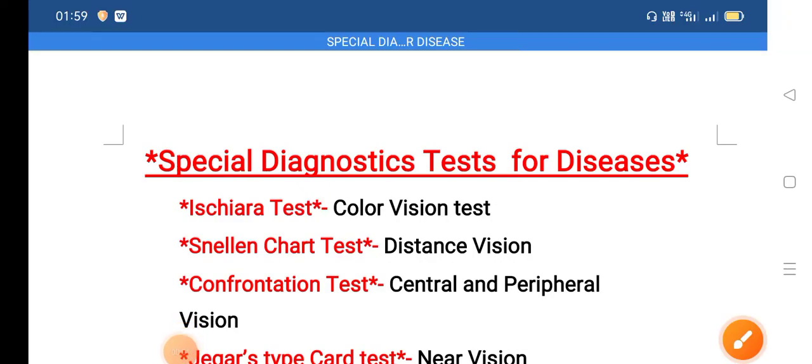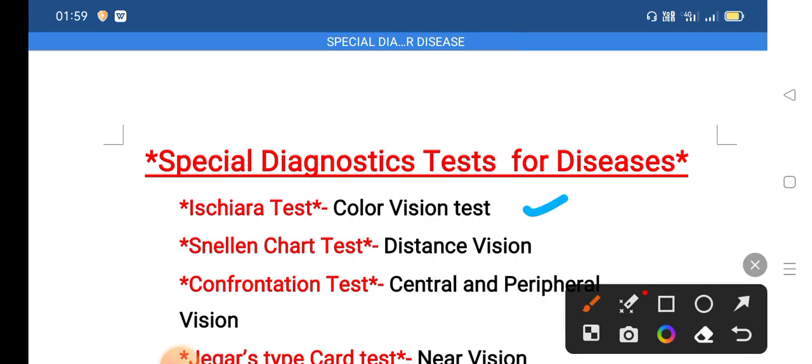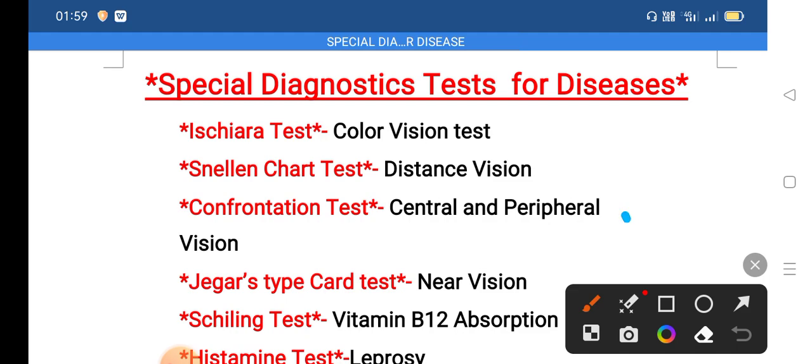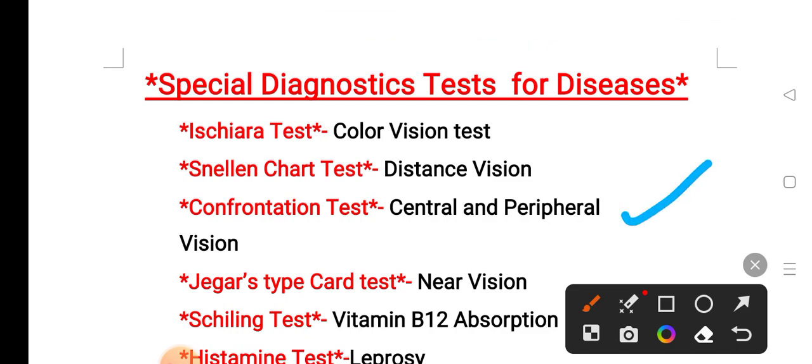Today I am discussing special diagnostic tests. Stereo test is for color vision. Snellen test is done for distance vision. Confrontation test is done for central and peripheral vision. Jaeger type card test is for near vision.